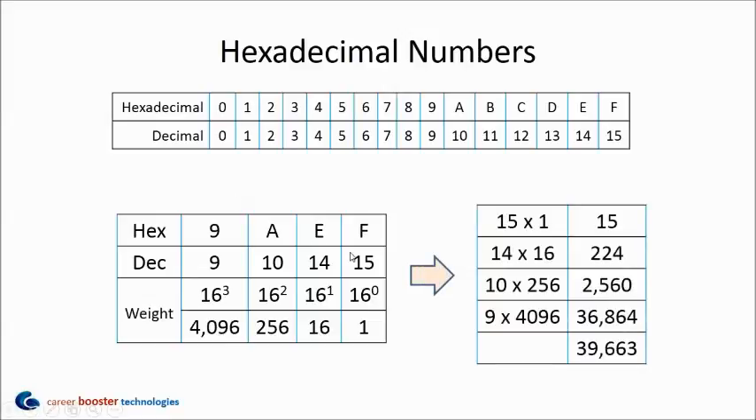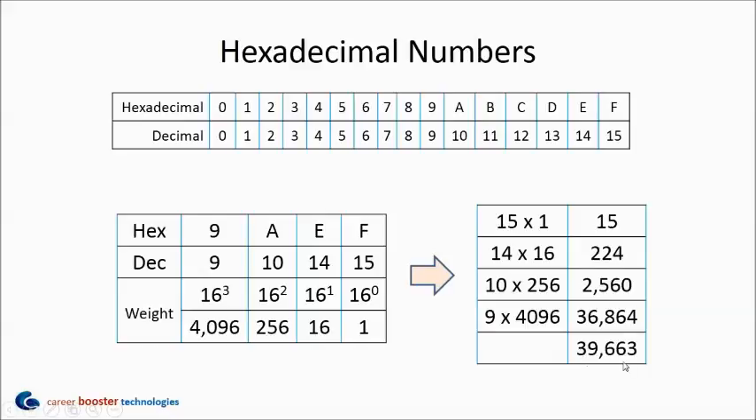So I follow a similar method to what I followed in decimal. I'll take the value, for example here I'll take the 15 value, and then multiply with the weight. So 15 into 1, that is 15. Then I take E, which is 14, into the weight, which is 16. So 14 into 16 is 224. If I take the third one, the value is 10, and my weight is 256, so 2560. And then finally, if I take 9 and multiply with the weight at the fourth place, which is 4096, I get 36,864. And when I add all of them, I get 39,663.